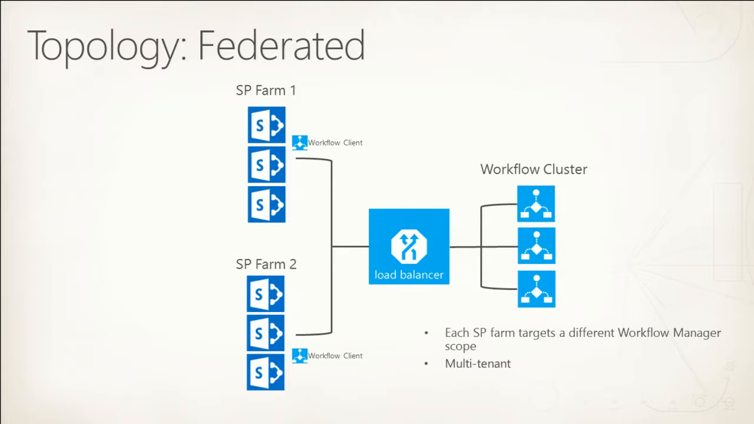In this release, we recommend a maximum of 3 nodes of workflow. For high availability and load balancing, we would recommend 3 nodes. We really don't see a need where you would have to go much higher than that. That should be more than enough processing power for even the largest of workflow scenarios. But the other thing you can do is share that workflow cluster with multiple SharePoint farms.